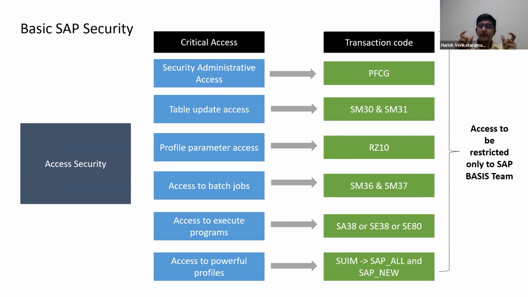So this is a very important aspect that we should look at on updating the tables, because this is the fundamental basis on which we rely to perform our business controls testing. Correct. And the next one is profile parameters.